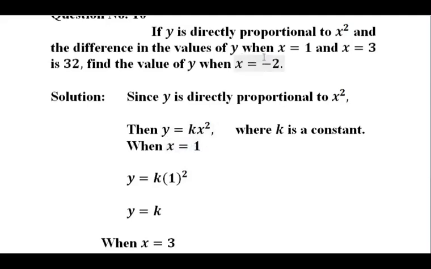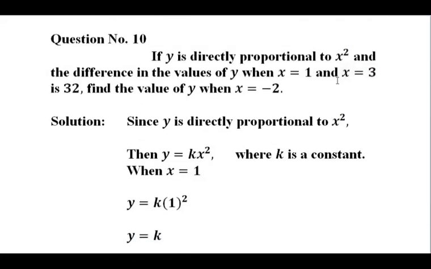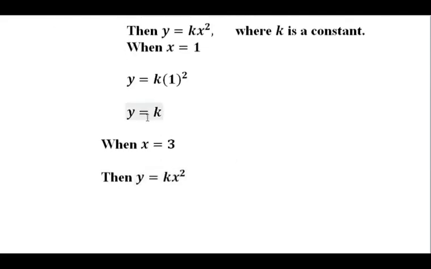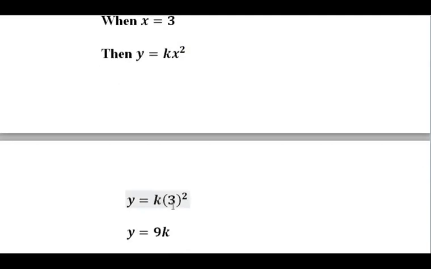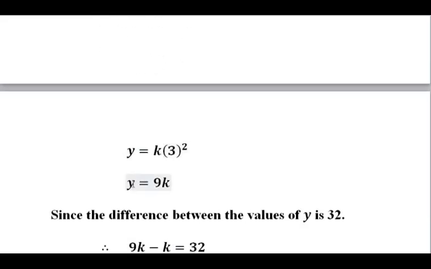So when x equals 1, then y equals k into 1 square, which is the value of x. 1 square means 1, so k multiplied by 1 equals k. So when x equals 1, then y equals k. Second value of x, when x equals 3, equation y equals kx square becomes y equals k into 3 square. 3 square, 3 times 3, 9. So when x equals 3, then y equals 9k.